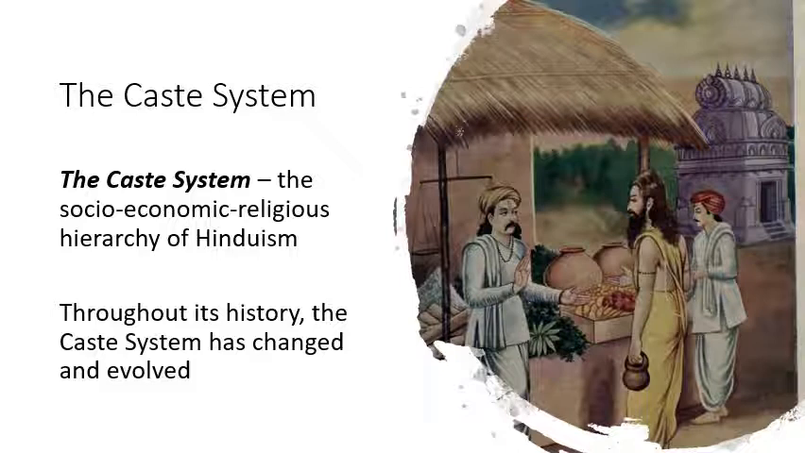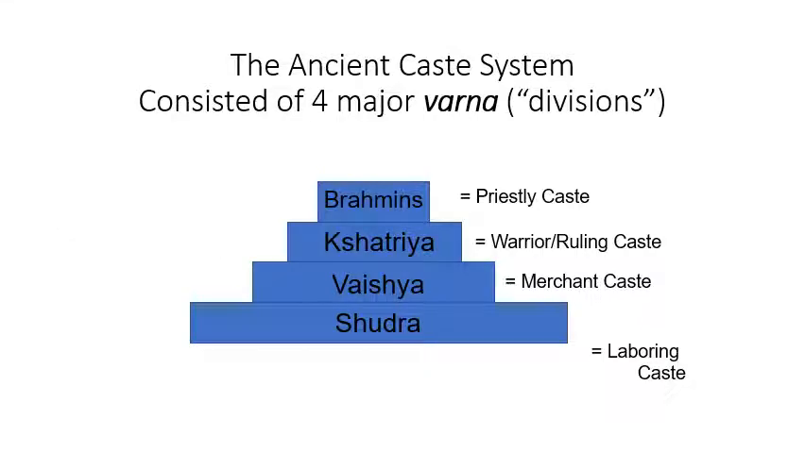The caste system refers to the socio-economic religious hierarchy of Hinduism. Throughout its history, the caste system has changed and evolved. For example, in the ancient caste system, there were four major varna, or divisions of society. At the top of this presumed hierarchy existed the Brahmins, or the priestly caste, followed by the Kshatriya, or the warrior ruling caste, the Vaishya, or the merchant caste, and the Shudra, the laboring caste.